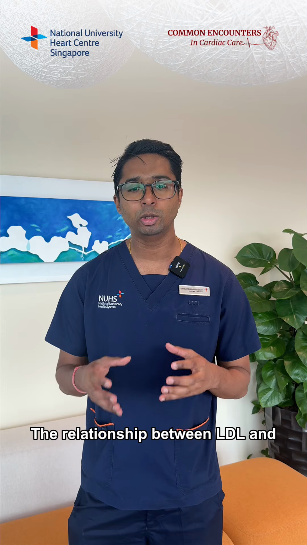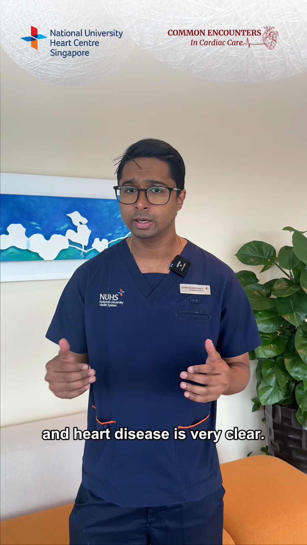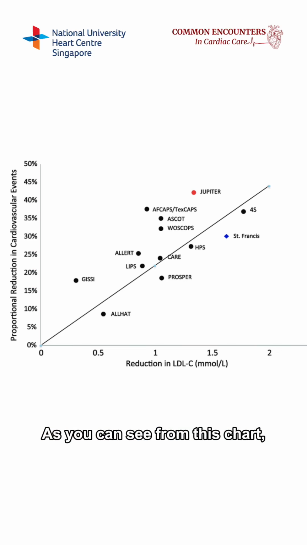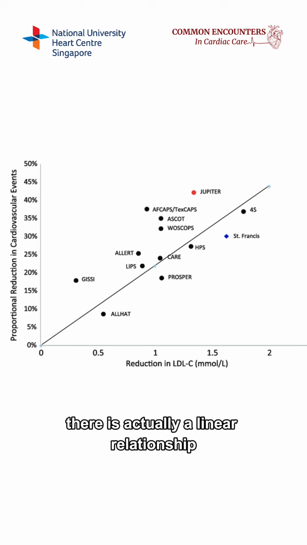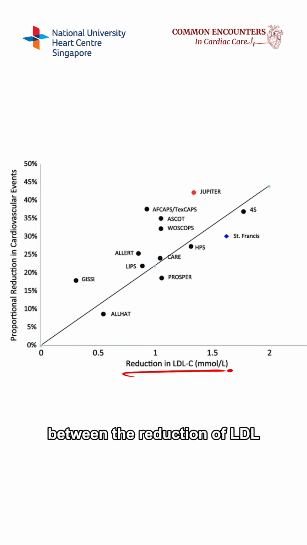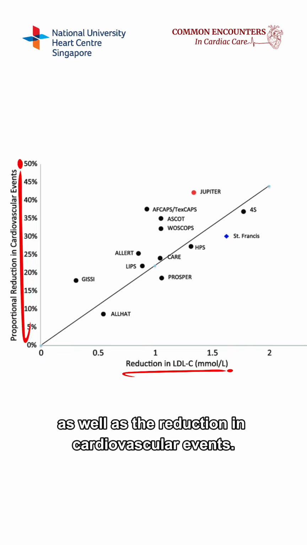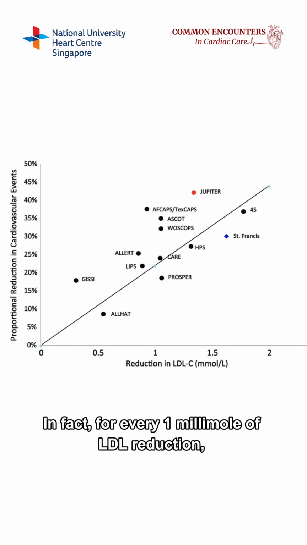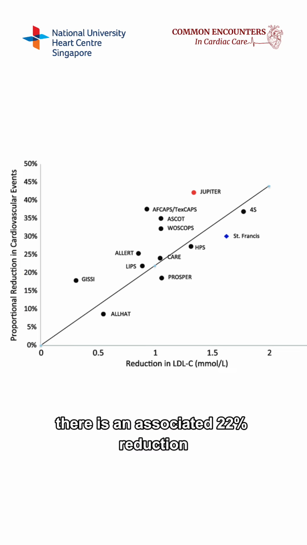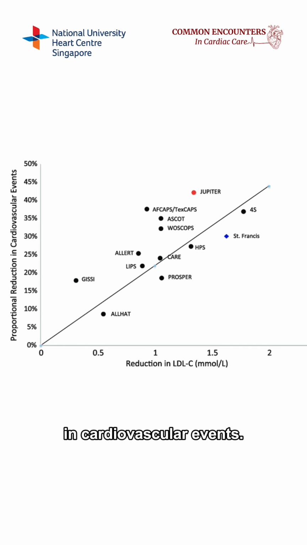The relationship between LDL and heart disease is very clear. As you can see from this chart, there is actually a linear relationship between the reduction of LDL as well as the reduction in cardiovascular events. In fact, for every 1 millimole of LDL reduction, there is an associated 22% reduction in cardiovascular events.